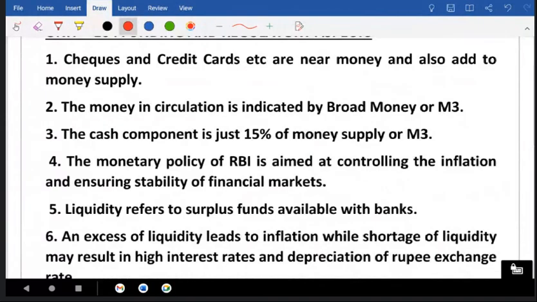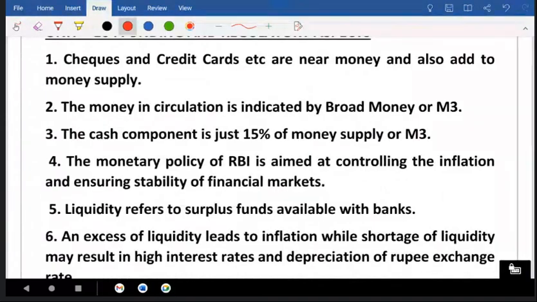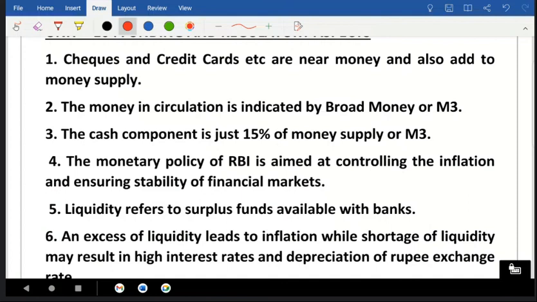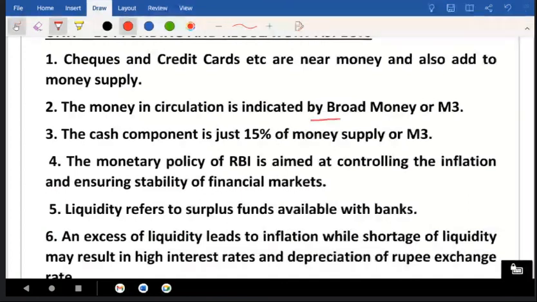Now moving ahead, we'll see the regulatory aspect. Checks and credit cards are near money and also add to money supply, because credit cards also deal with the transaction of money only. The money in circulation is indicated by M3. It's called broad money. So M1 is narrow money and M3 is broad money.